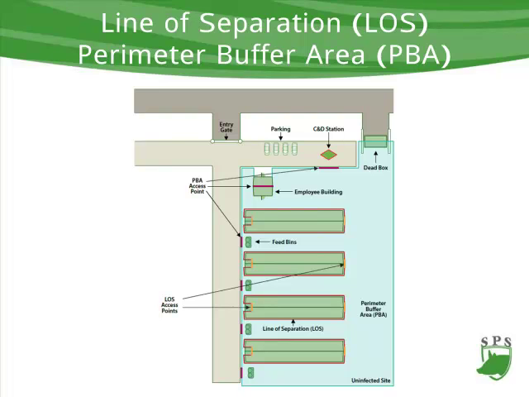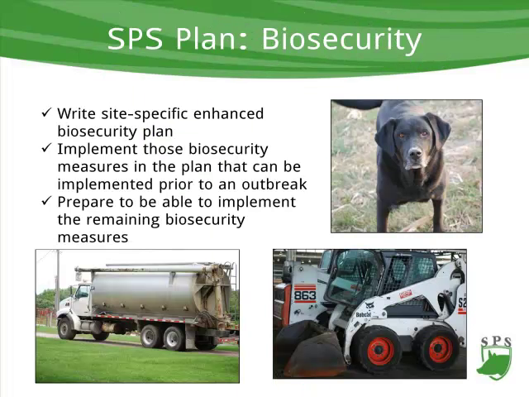But the idea is, if there's a lower viral load in the perimeter buffer area, most likely that's going to be on their boots, and if they cross into that line of separation and take more biosecurity measures, that'll help reduce the risk. So again, what can be done ahead of time? Producers can look at it and write in their site-specific biosecurity plan the measures that can be implemented pre-outbreak, and have a plan for how they're going to implement those measures that they cannot implement prior to the outbreak.